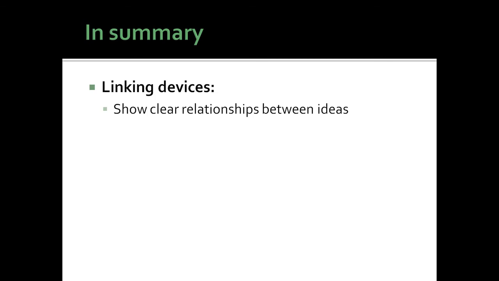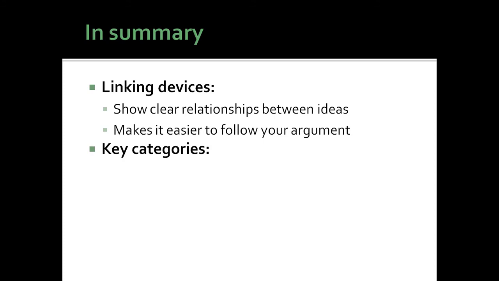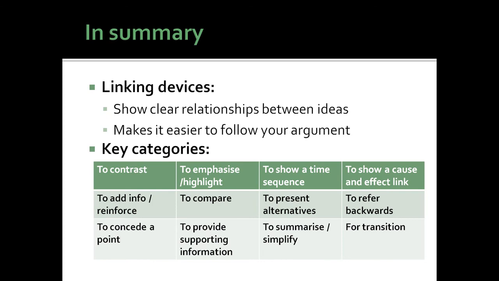So, in summary, this lesson has focused on the importance of linking devices in academic speaking and writing. It has shown how texts which use them show a clear relationship between ideas and can make it easier to read and follow your arguments. Texts with few or no linking devices are choppy and difficult to read. 12 specific types of linking devices were also analysed, and these are presented in the table below.